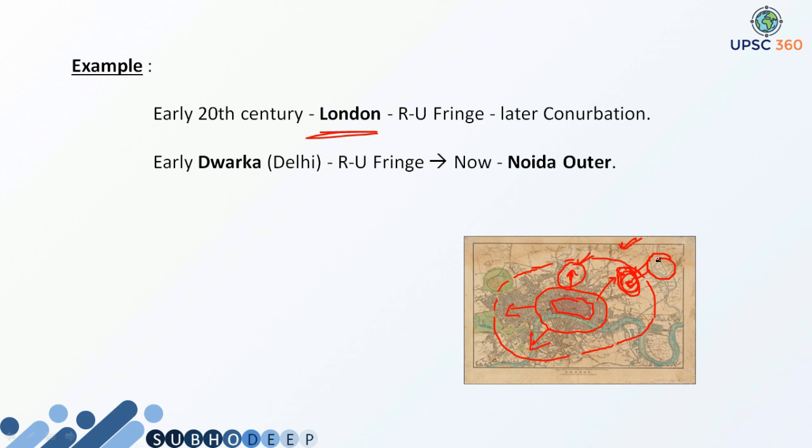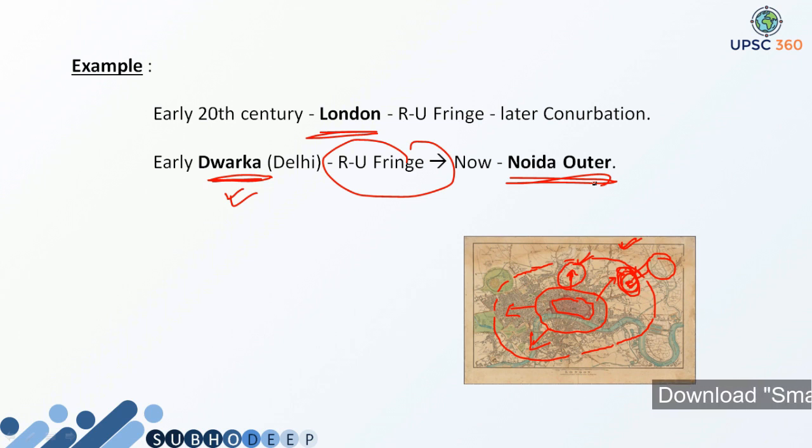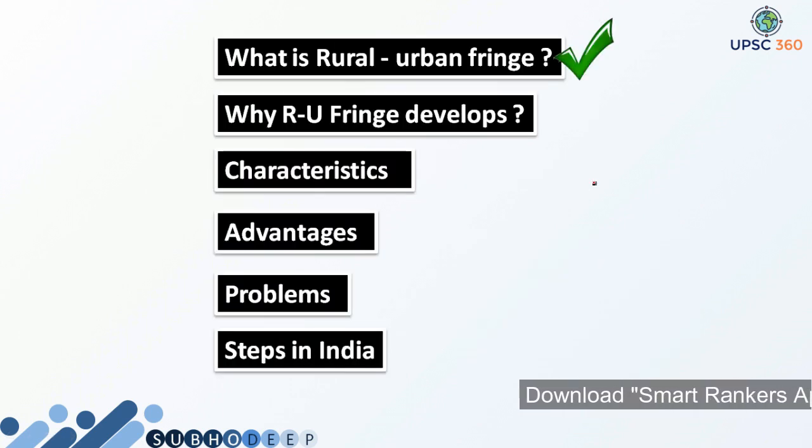Very good examples from our India only. See, earlier in Delhi, Dwarka was in the rural urban fringe region, have you seen Dwarka? But now it is not the case, because it has been absolutely integrated into the main city. And now what is the region which falls under rural urban fringe? Noida, right? So Noida is clearly rural urban fringe, but probably after 100 years, because of the rate at which urbanization is happening, the Noida region will be absolutely filled by the urban population. So this is all about the rural urban fringe.